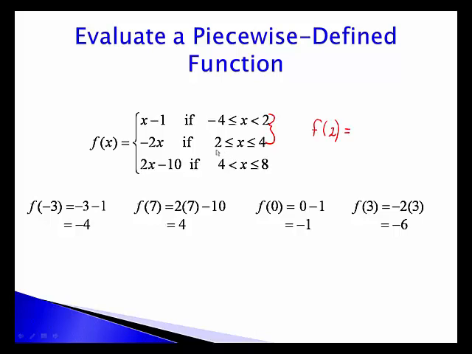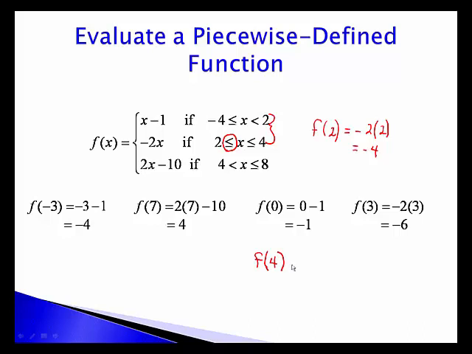Notice that on this interval, the 2 is included. It has the equal sign. There is no equal here. So the 2 falls into this interval, and so to evaluate that, you would say -2 times 2 and get a final answer of -4. Let me ask you one more while we're thinking along those lines. What about f of 4 this time?